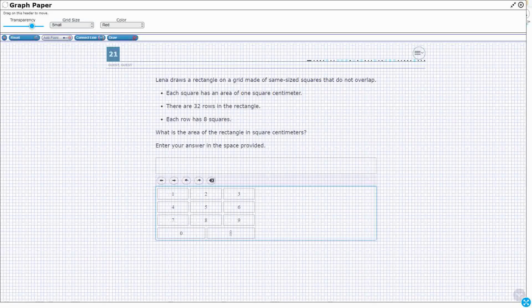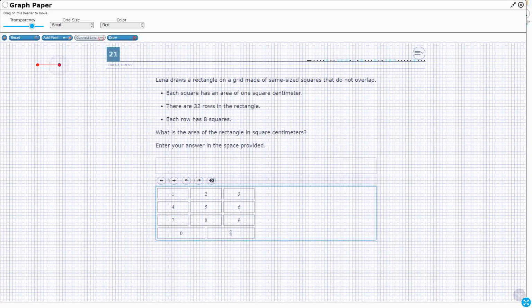It's going to make it kind of small, but if we really wanted to, we could draw a representation of this, right? So each row has 8 squares. Okay, so I can count 8 squares. 1, 2, 3, 4, 5, 6, 7, 8. Let's get one more. There we go. And then if I need 32, I'm going to need to go down. Let's see. It's 2, 4, 6, 8, 10, 12, 14, 16, 18, 20, 22, 24, 26, 28, 30, 32.